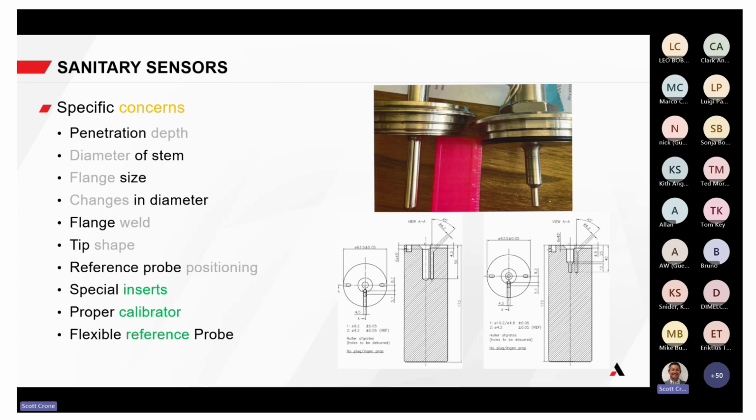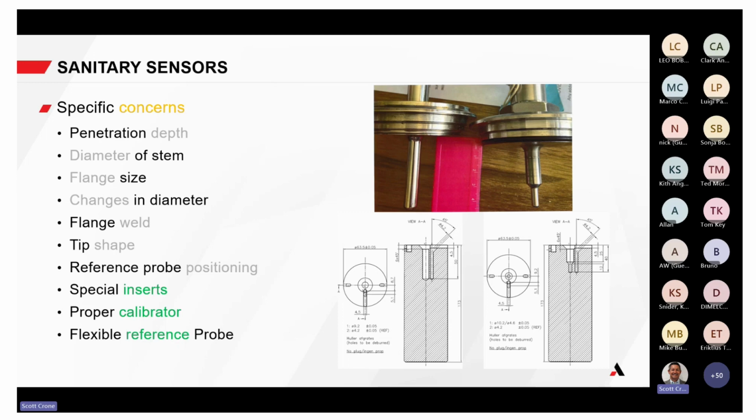So what we do is we create special inserts that position. If you can see this, we've got a reference probe hole right next to the holes for these sensors. So we can do these dry instead of doing them wet. This is a critical measurement in food and pharmaceutical for clean in place and for actual process movement. So you want to use the special insert. You want to get the proper calibrator for what they're trying to do and a flexible reference probe. That will address those concerns in a dry method. And ultimately, if we can't do it dry, we can do it wet.